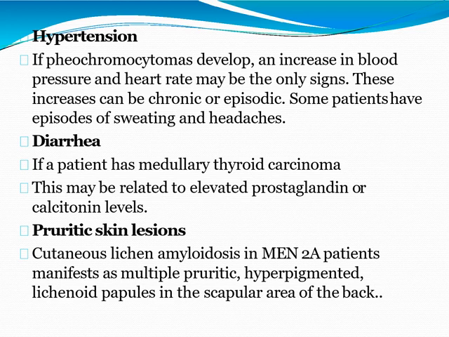Then pruritic skin lesions. Cutaneous lichen amyloidosis in MEN2A patients manifests as multiple pruritic hyperpigmented lichenoid papules in the scapular area of the back. Here you see.